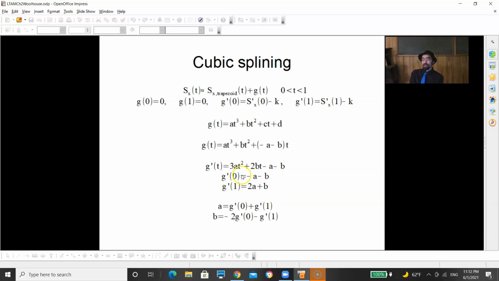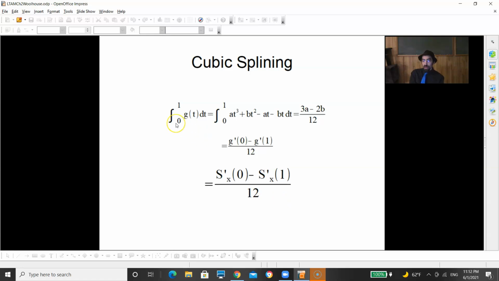And solving this system of two equations and two unknowns, we'll get that a and b must equal g prime of 0 plus g prime of 1, and negative 2g prime of 0 minus g prime of 1, respectively. If we want the area to approximate the integral, so the integral of this spline, we do our calculus, integrating from 0 to 1, we get it's 3a minus 2b over 12.